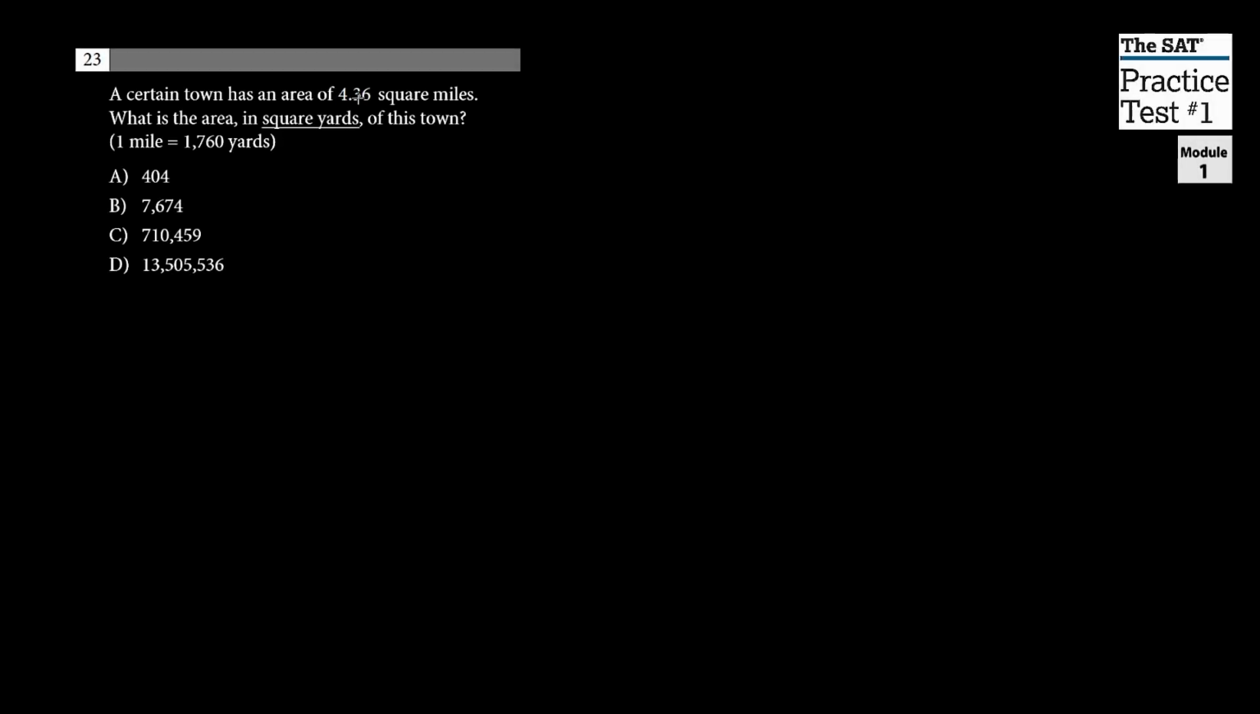So we've got a town here with an area of 4.36 square miles, and we've been asked to quote that in square yards. So that 4.36 square miles came from two measures of an amount of miles multiplied by an amount of miles. So both those dimensions will be converted to yards. So both those dimensions will be multiplied individually by 1760.